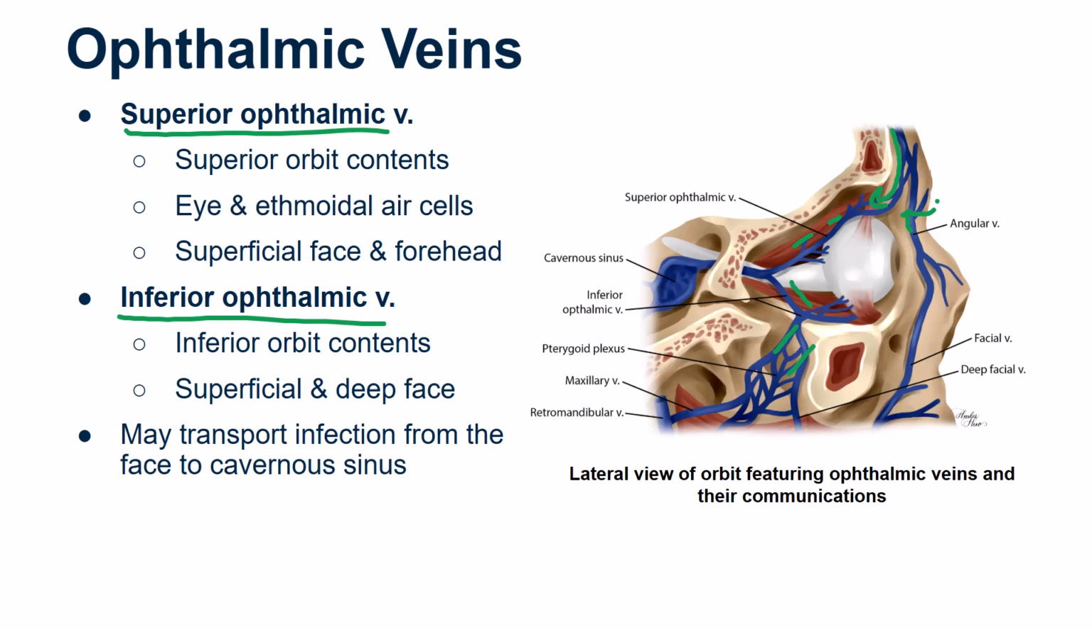Now, these veins represent a potential conduit from infections of the superficial face back to the cavernous sinus. So they may travel from any superficial infection along this route. Oftentimes, these veins are valveless, and the infections can move right through.